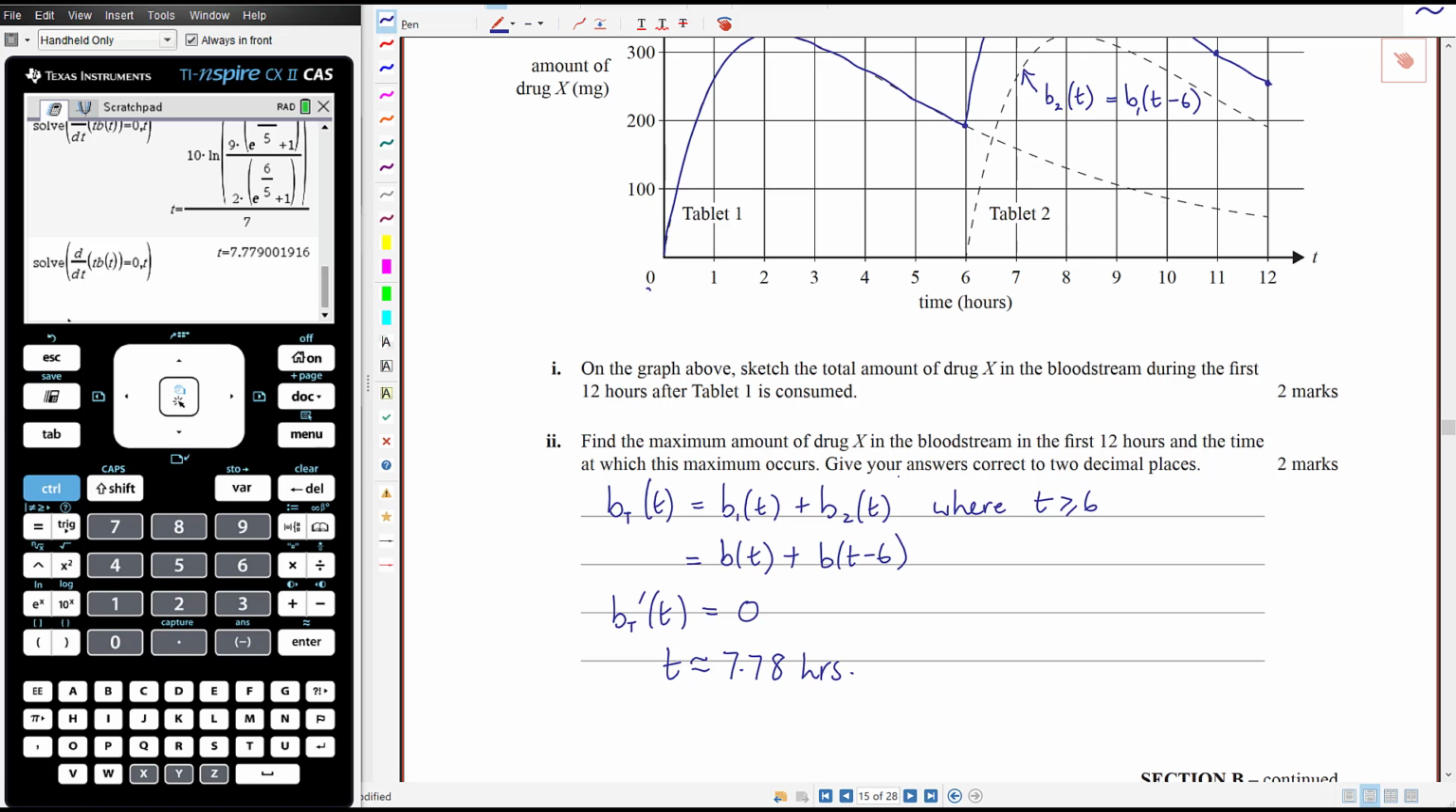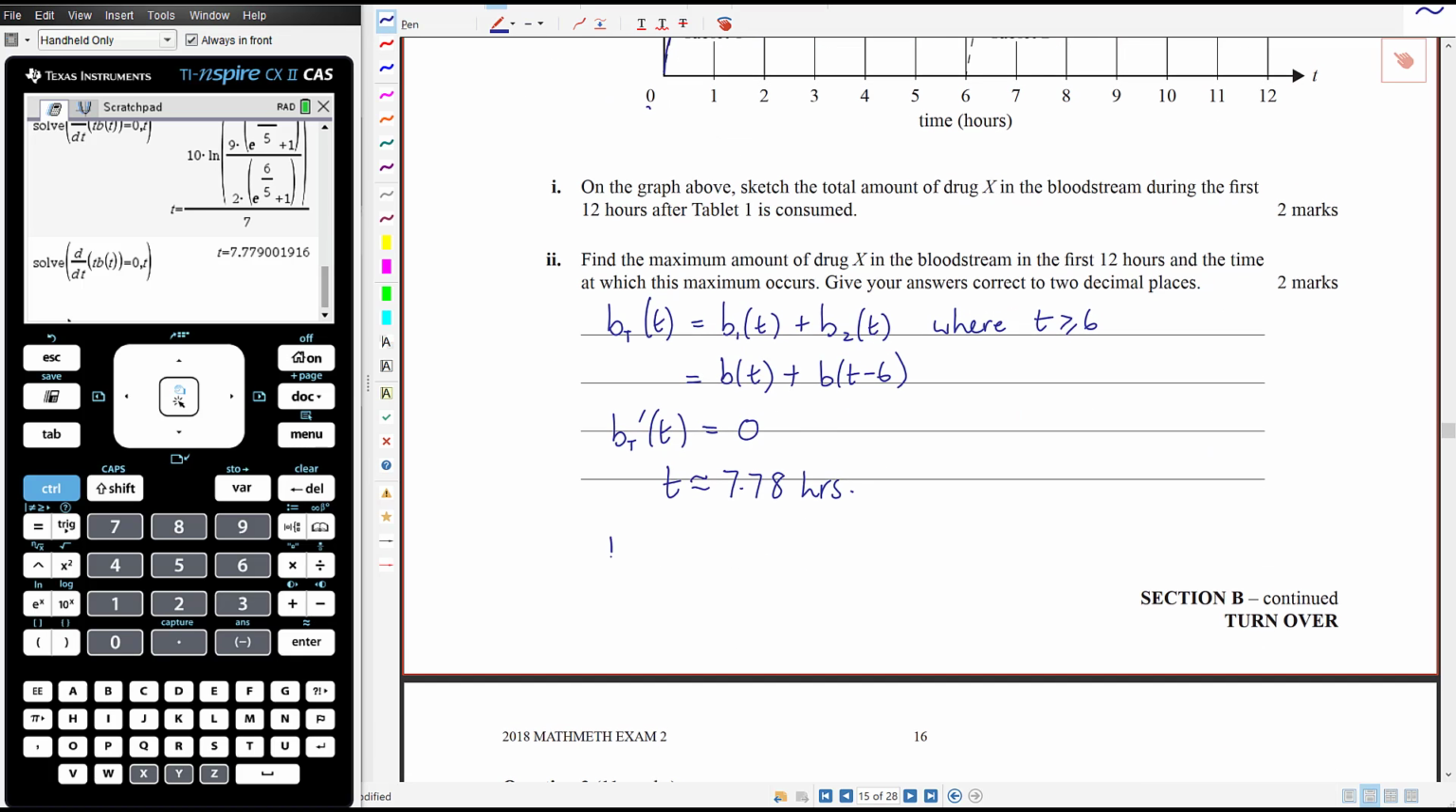Find the maximum amount of drug X in the bloodstream in the first 12 hours and the time at which this maximum occurs. Give your answers correct to 2 decimal places. Oh, we actually want the maximum amount of drug X in the bloodstream. So the maximum amount is going to be TB of 7.78, which is essentially B of 7.78 plus B of 7.78 minus 6. But I can just do that with my CAS.